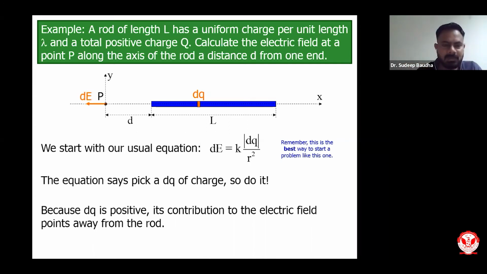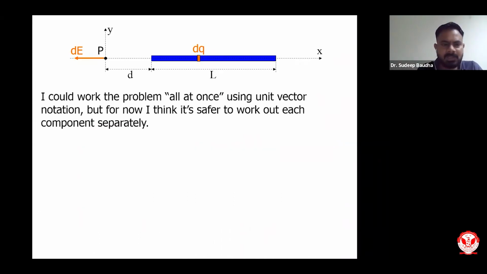So let us draw it. This is the small amount of dE due to dQ, a small segment on the rod. This was the second part. Now I can work this problem at once for all the components, but it's always safer to work component by component. So one by one, I will solve it out and I will tell you what will be the exact amount of electric field on that particular point because of this.